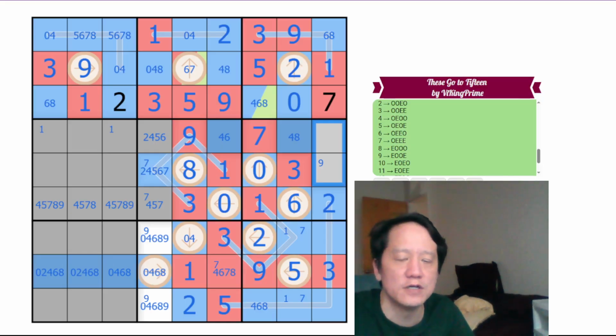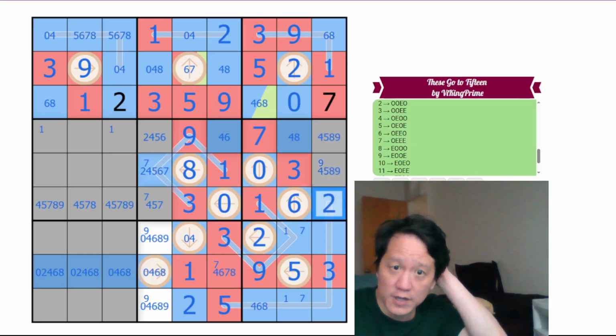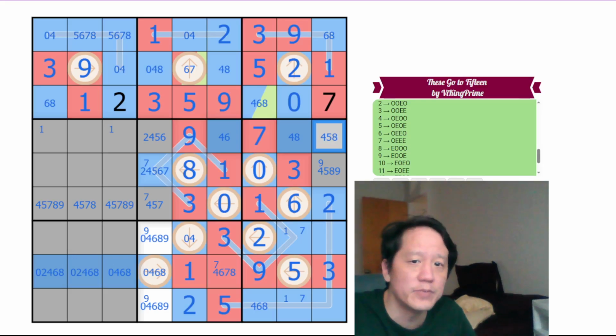Remaining digits in box 6 are 4, 5, 8, 9. And obviously 9 cannot be here. 8 can't be here.